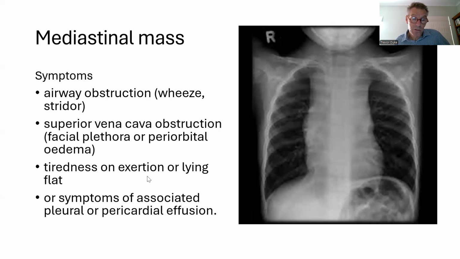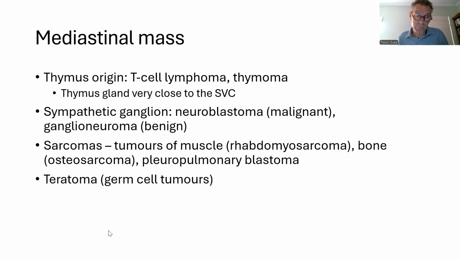Oftentimes, patients who've got mediastinal masses also have pleural or pericardial effusions, and sometimes they're because of the inflammation around it. If a tumor has invaded the pericardium or the pleural cavity and it's producing lots of inflammation, it may be producing pleural or pericardial effusions, and sometimes their symptoms are associated with that, with respiratory distress associated with a pleural or a pericardial effusion, or they may have signs of tamponade related to that.